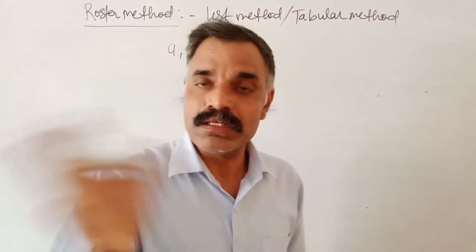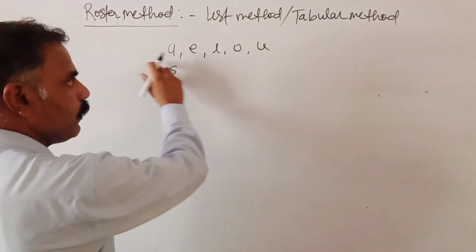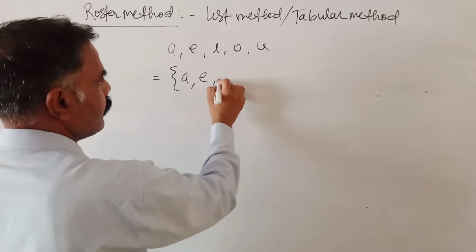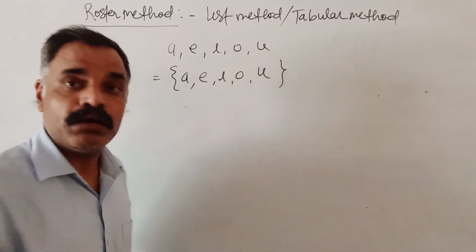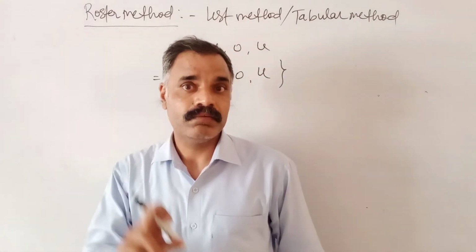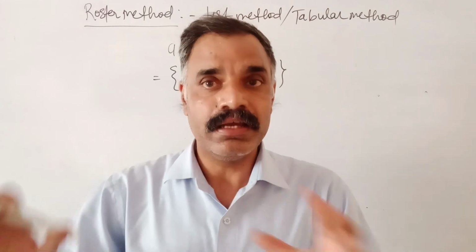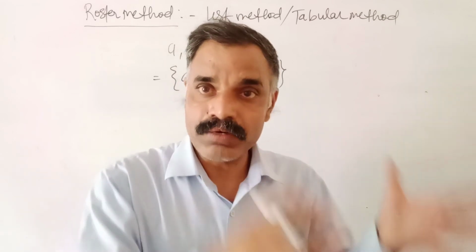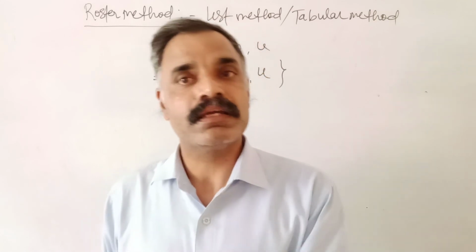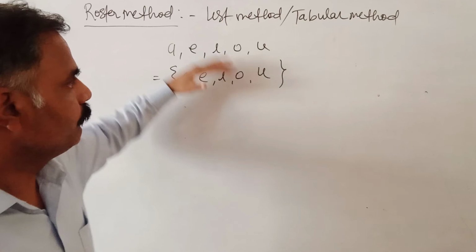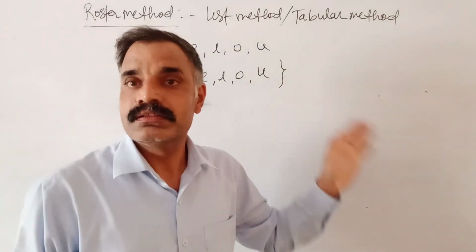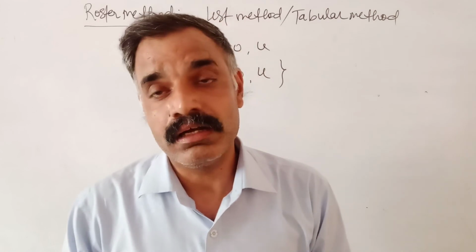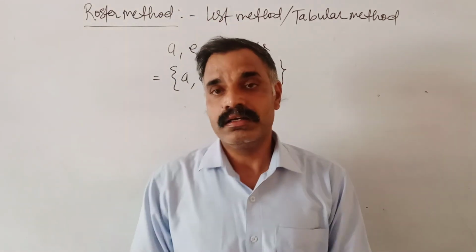In roster form, we put all the elements in curly brackets, separated by commas, without repetition. We will not use repetition of the elements, meaning we will not write the same element again and again. We will represent one element only one time. So without repetition, we put all the elements in curly brackets, separated by commas, and this method is called the roster method, tabular method, or list method.